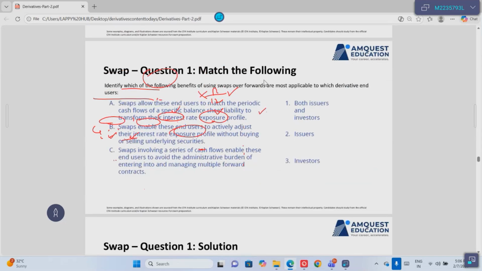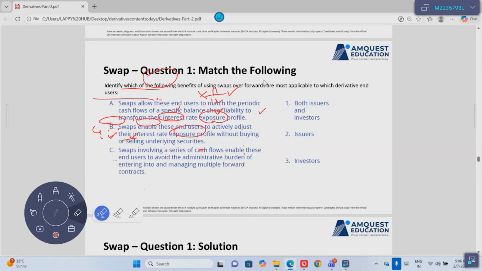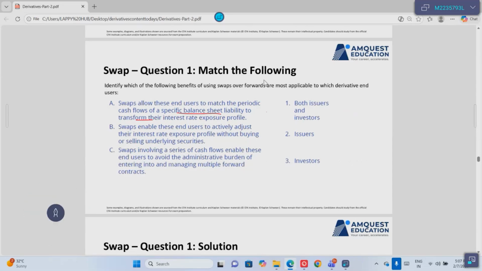Now, as usual, we normally do a quick question answer round. Tell me what's the answer according to you. Quickly, here are the options, read carefully. The balance sheet one would be the issuers. Good. The interest rate exposure profile would be the investors, because they would obviously want to reduce their risk exposure. So you're saying the specific balance sheet liability to transform the interest rate exposure profile is the issuer. Okay, fine, because it's the liability.